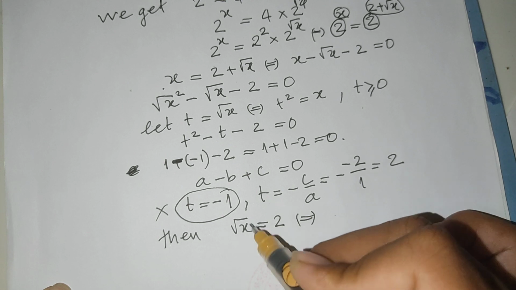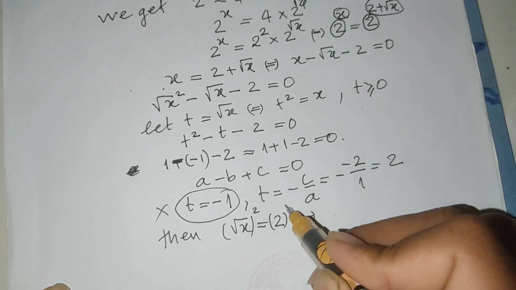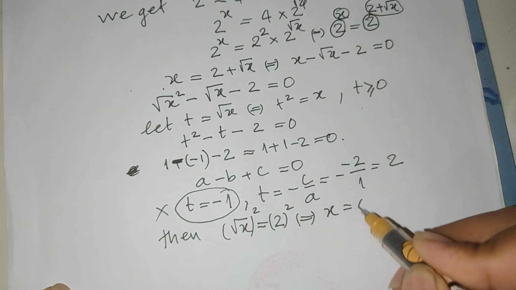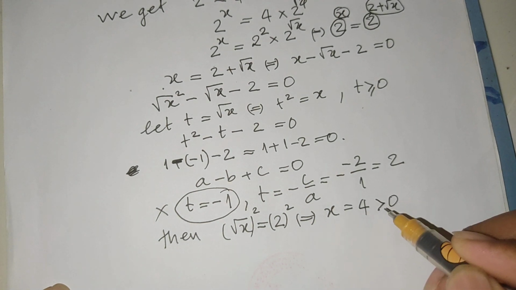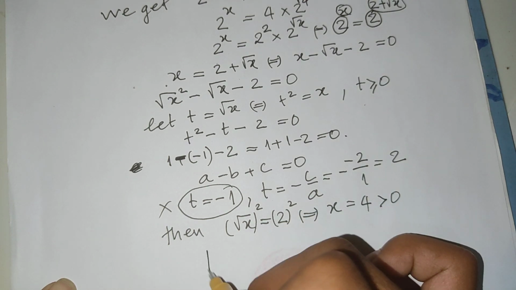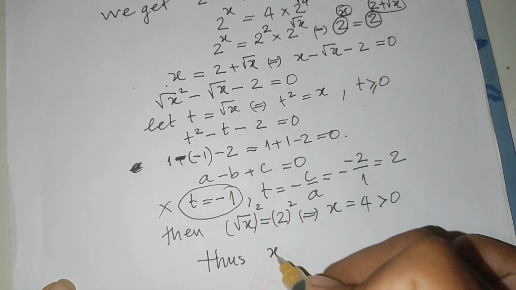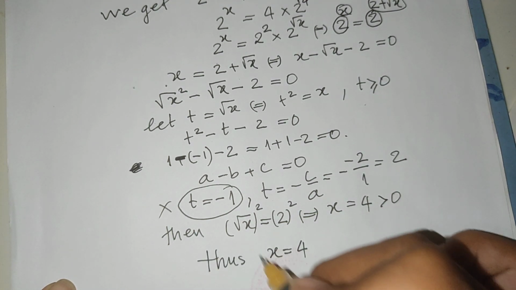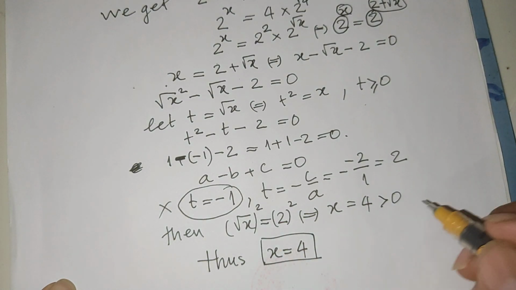And now I raise both sides of this equation to the square. We get x equals 4. Now it is positive. So we get the value of x equals 4. So x equals 4 is our solution.